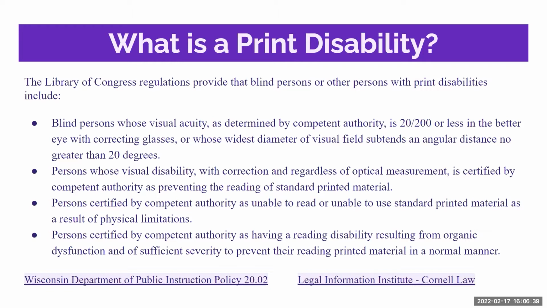The Library of Congress regulations provide that blind persons or other persons with print disabilities will include a lot of different types of people. Blind people with a visual acuity determined to be 20/200 or less in the better eye with correction, and they have a visual field restriction as well. People with a visual disability, with correction, regardless of the optical measurement, if they're incapable of reading standard print. Persons certified by a competent authority as unable to use or read standard print because of a physical limitation, for example, they can't hold a book.